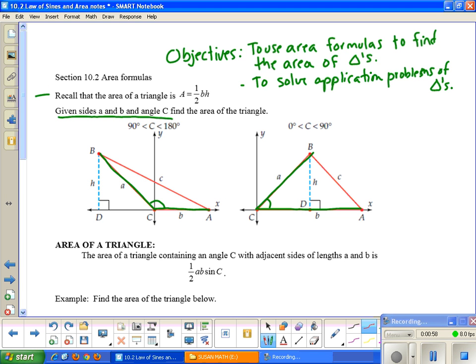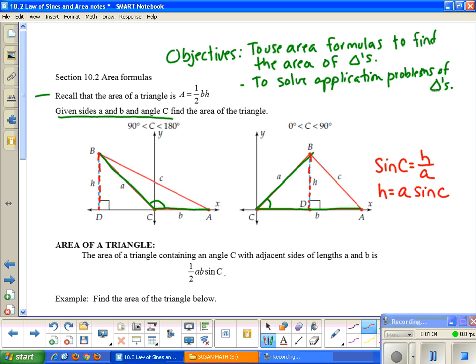The height for this triangle over here is right here. To find the height, we can use our trig ratios. If I know angle C, I can find my height. If I look at this triangle, using the fact that I know what length A is, the sine of C would be equal to H over A, because I know the value of C and I also know A. Solving for the height, the height is equal to A times the sine of C.